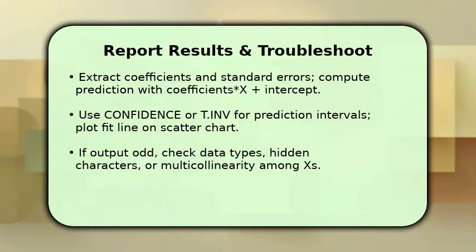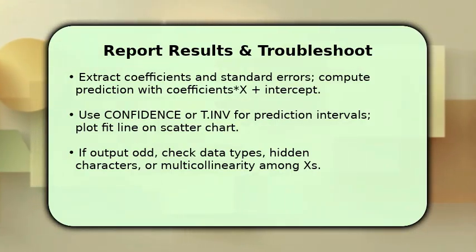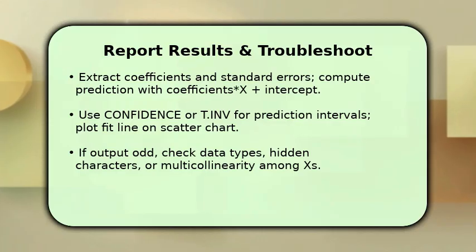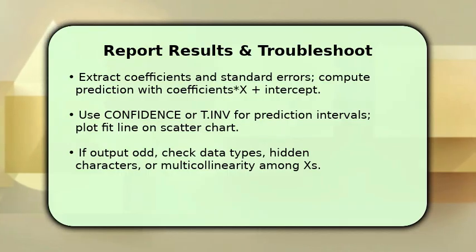Finally, convert Excel output into actionable results. Write the regression equation using the intercept and slope, and compute predicted Y values in a new column using the formula intercept plus slope asterisk X. Once done, add confidence or prediction intervals with the standard error and t-critical values, and overlay the fitted line on your scatter plot for clarity.